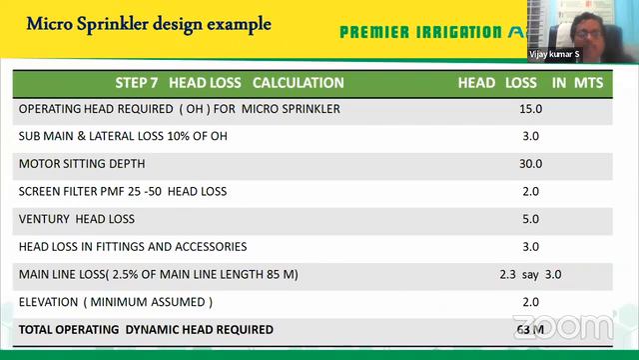Now we will come to the last part, that is the head loss calculation. Now we have done the design. So what is the design? We have selected a 100 liters per hour micro sprinkler, and we know what is the size of our lateral, that is 20 millimeter. And also we know what is the size of our main line and submain line.